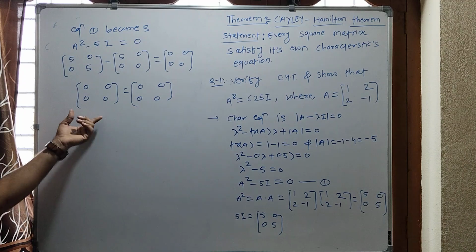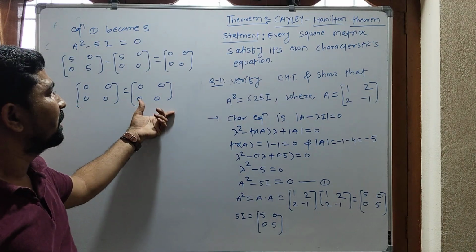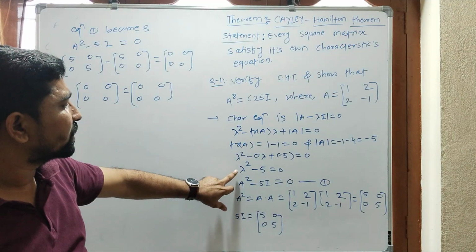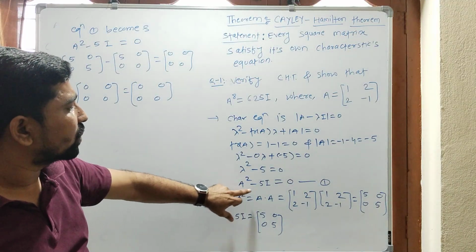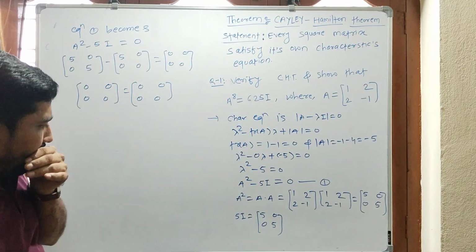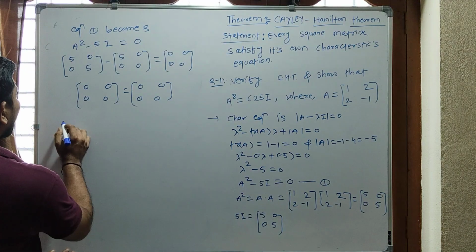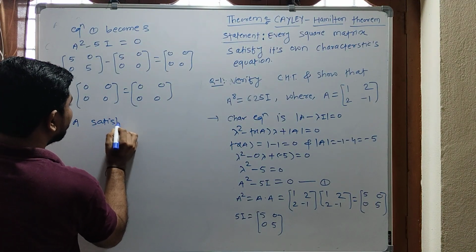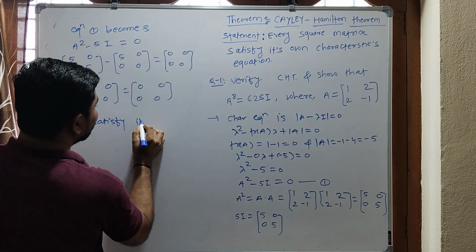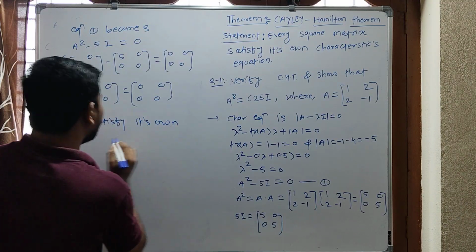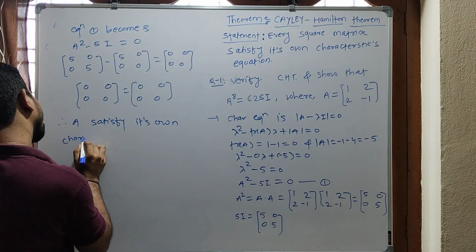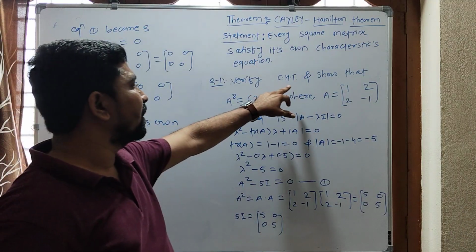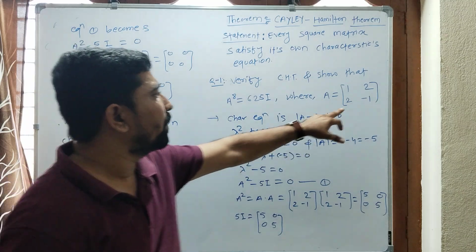So left hand side equals right hand side. This means that this matrix A satisfies its characteristic equation lambda square minus 5, that is A square minus 5I equal to 0. Therefore A satisfies its own characteristic equation. Now we have verified this Cayley-Hamilton theorem for matrix A.